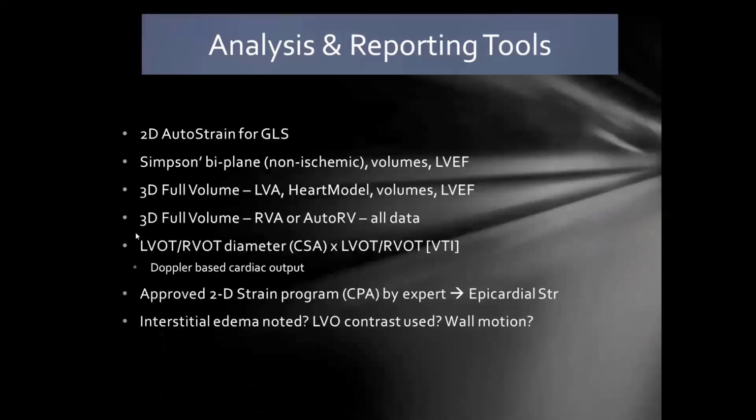So for post-analysis, when you're out of the room, you can use your auto strain for GLS. I'm talking probably more to what your physicians are doing, possibly your fellows are doing at the workstation, or if you're an advanced sonographer, you may be doing as a team member on the advanced team. Since it's biplane, you can do that, of course, from your images that you acquired, hopefully from your ICE or X plane, because that way again you're cutting your scanning time. 3D full volume, and then you can get your LVA, your heart model, whatever tool you're using.